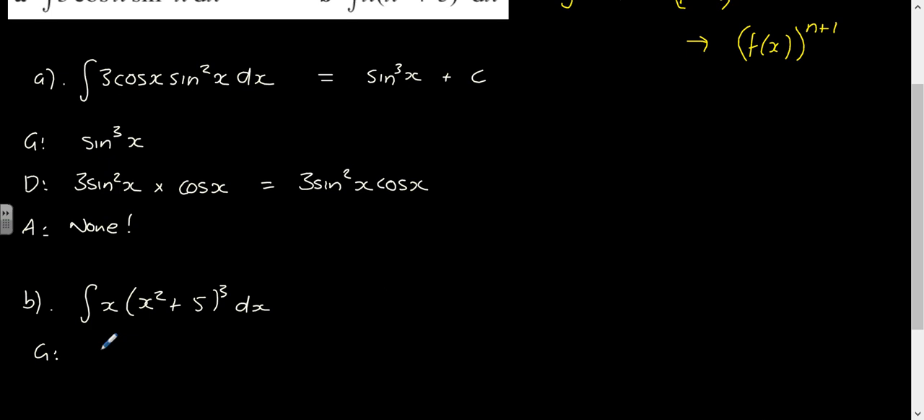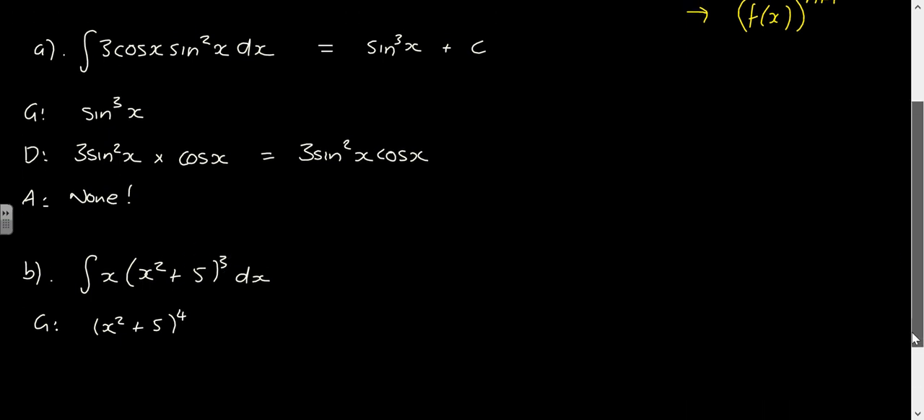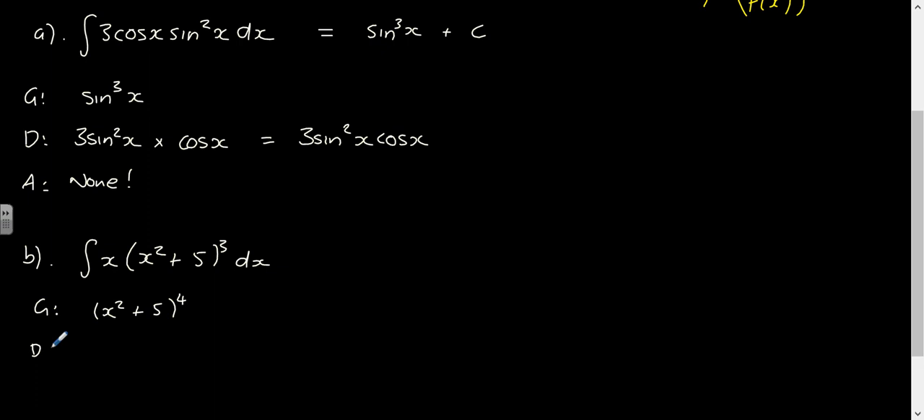So my guess is just going to be x squared plus 5 to the power of 4. Okay, take this whole function here and up the power by 1, exactly like we did with our standard results. We differentiate this guess, we get 4 times x squared plus 5 to the power of 3. And then because we have to differentiate using the chain rule, we multiply by the derivative of what's inside the bracket, which is 2x. And that becomes 8x times x squared plus 5 to the power of 3.